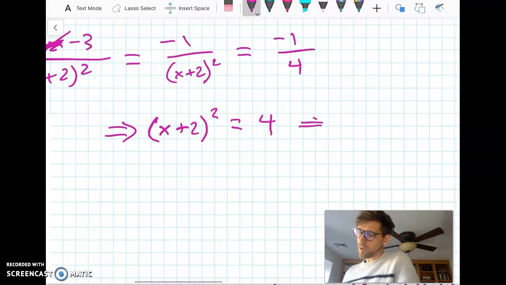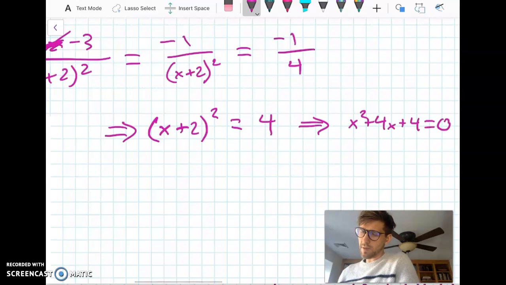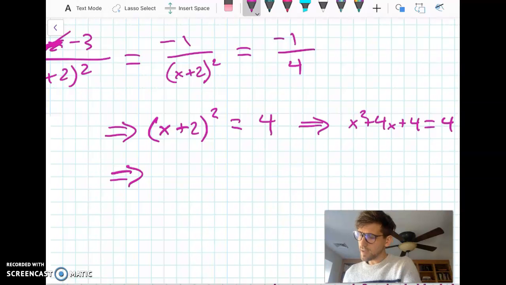So that's going to give me x squared plus 4x plus 4 equals 4. Oops, I'm getting ahead of myself, because I know I want to get this equal to 0 to solve. So now if I continue to simplify, I could subtract 4 from both sides. I'm just going to get x squared plus 4x equals 0.